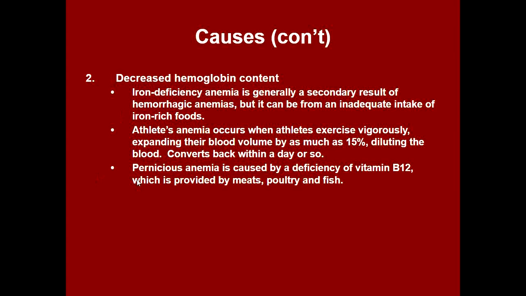And then finally, we have pernicious anemia. Pernicious anemia is typically a deficiency of vitamin B12. We see this a lot of times in elderly individuals. They don't take in the B12 that you need, found in meats and poultry and fish, and so therefore it causes a decreased hemoglobin content. So a lot of times individuals who have pernicious anemia will have to take a B12 supplement.